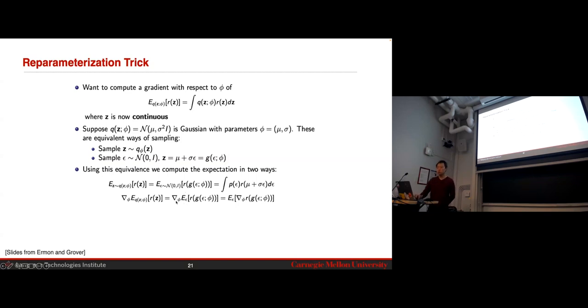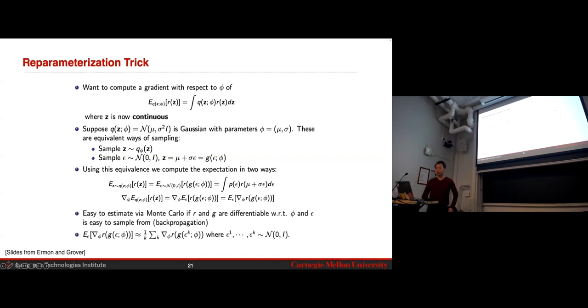Right? In which case, I can move the gradient with respect to phi inside the expectation. Previously, I couldn't move the gradient with respect to phi inside the expectation because the expectation was over z that depended on what phi was. I couldn't move it inside. But now my expectation is based on a standard random variable that doesn't depend on z and phi, which means I can move the phi inside. And once I move the phi inside, the term inside is differentiable with respect to phi. I can just take gradients with respect to it. Right. So that's a good thing.